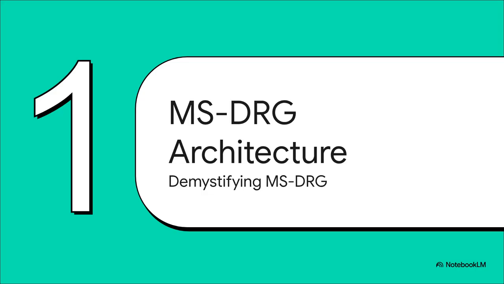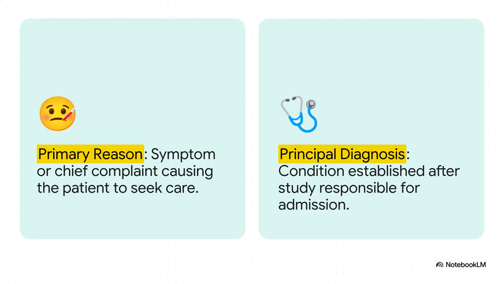Section 1. Demystifying MSDRG architecture. To accurately code incredibly complex cases like inpatient chemical dependency or acute withdrawal, you absolutely must master the overarching architecture that dictates how these facilities get paid. The bedrock of accurate coding is knowing the difference between the primary reason for admission, why the patient stumbled through the ER doors, like severe agitation, versus the definitive principal diagnosis. The principal diagnosis is the condition established after study that is chiefly responsible for occasioning the admission.